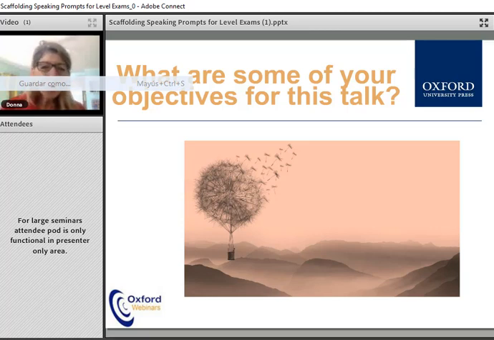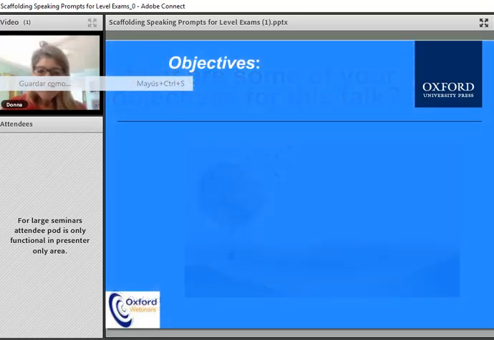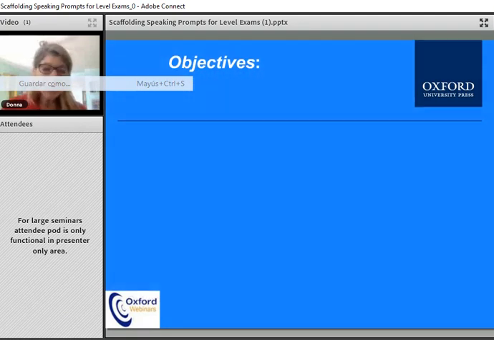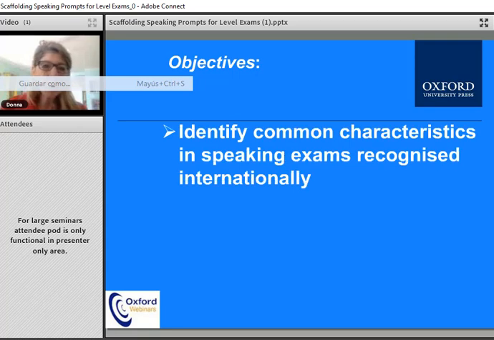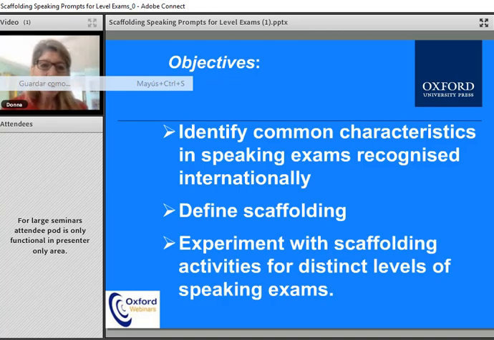So normally I would take a little more time to go over objectives, but I'd like to go over everything that we planned. So hopefully everyone has the same objectives. Now, Neil and I talked about what you probably would like to know about, and I've identified 3 objectives. First, we're just going to identify a commonality between speaking exams, between all of them. Then we're going to define scaffolding, which is important to do because maybe we all have different ideas. And then I'm going to share some of those scaffolding activities that you can use in your classroom, right?